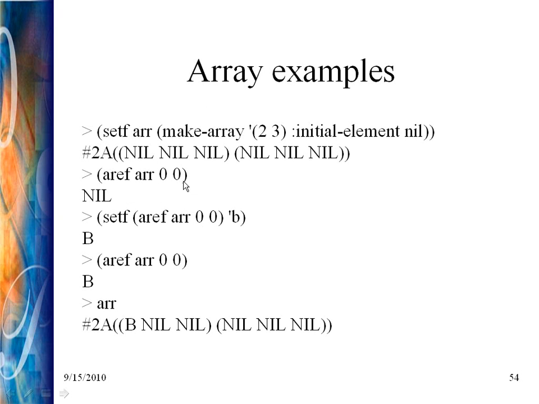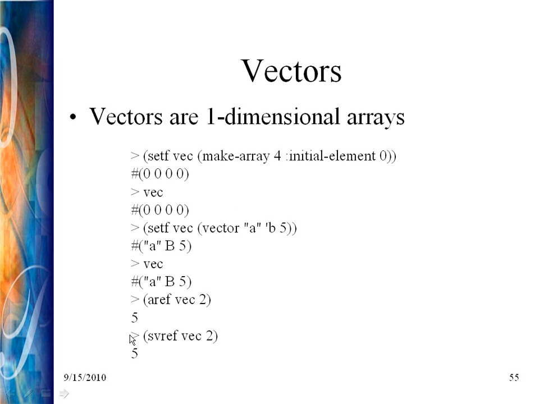Notice that arrays are represented as hash, 2, the number of dimensions, and then A meaning array. Vectors are just represented as hash, open parenthesis. And we evaluate it, we get that. We can also use the function vector. It's like the function list. It creates a vector with elements and length determined by the additional arguments.